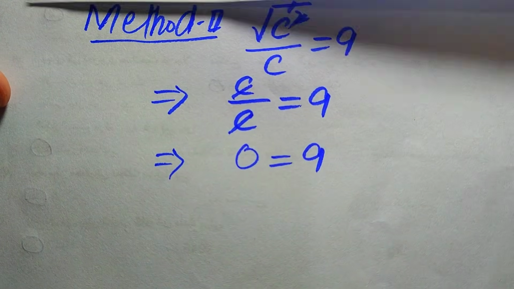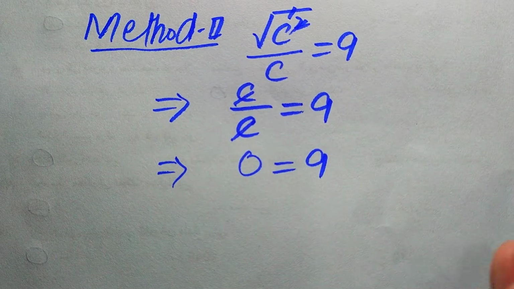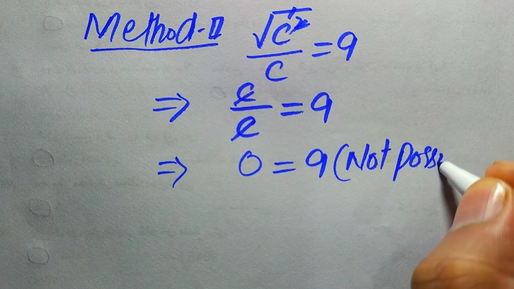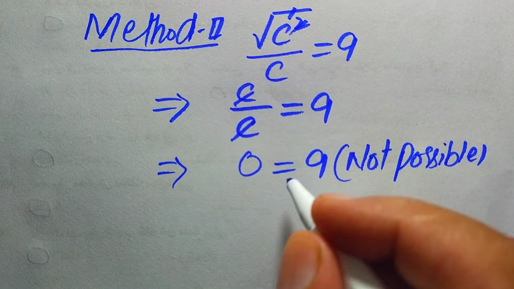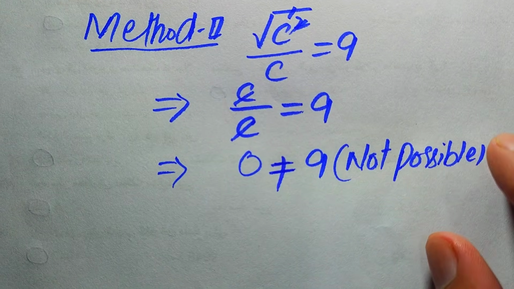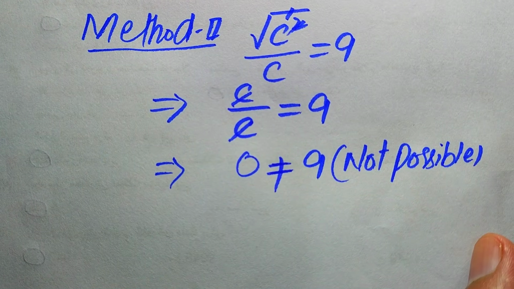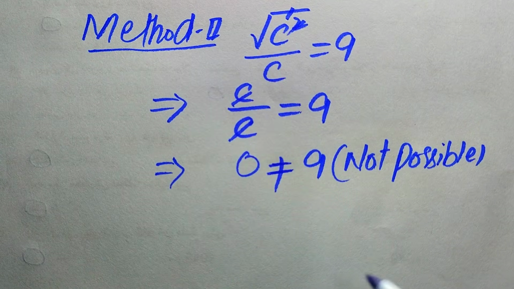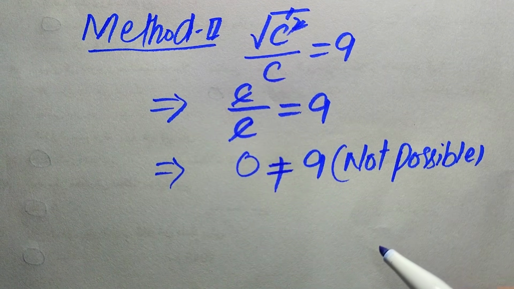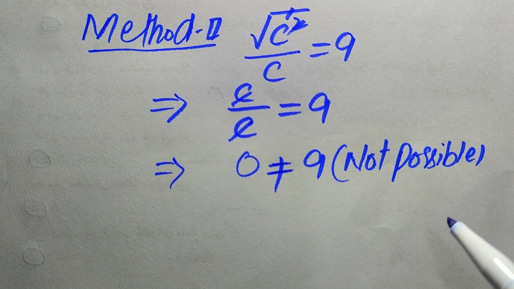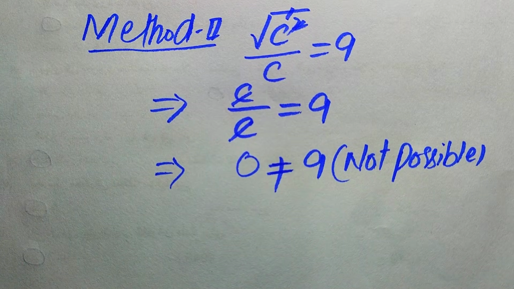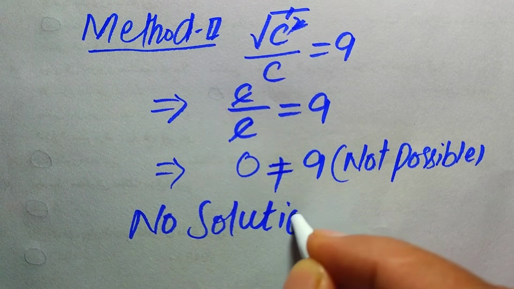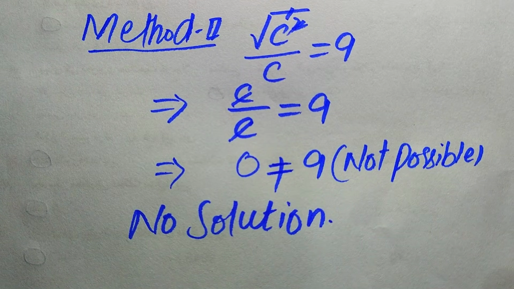So 0 is equal to 9 means that this is not a possible case. If this is not possible, this means that both of the sides are not equal, and this concludes that in the second method the value of c does not exist, or in other words we say that the solution of this problem does not exist. So finally we again say that this question has no solution, and this is our final answer of this question.